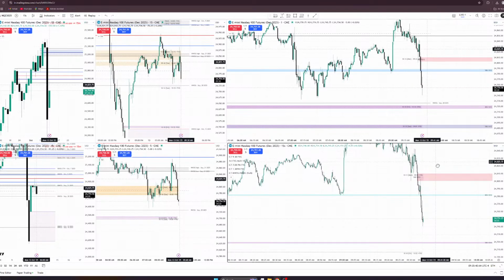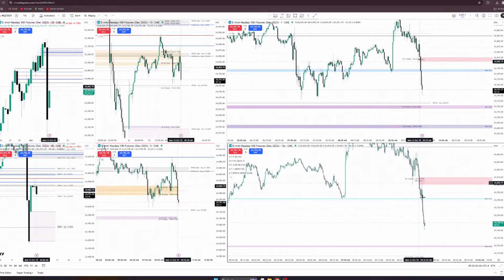So you can see this is a 15-second chart. Price came back into this 15-second chart. First presented fair value gap, and you could have targeted these equal lows here.